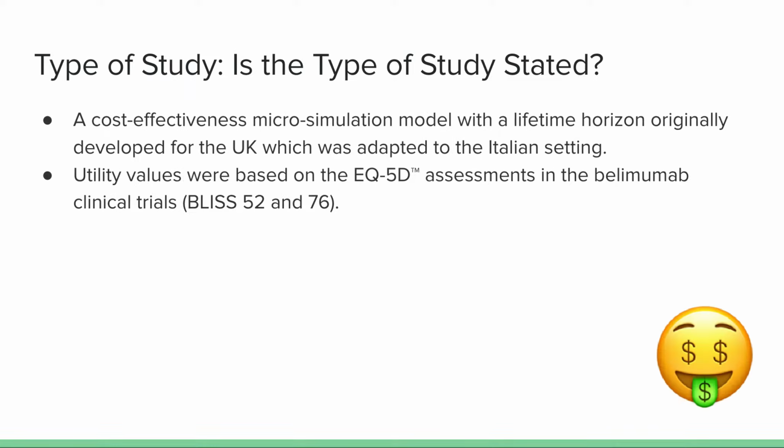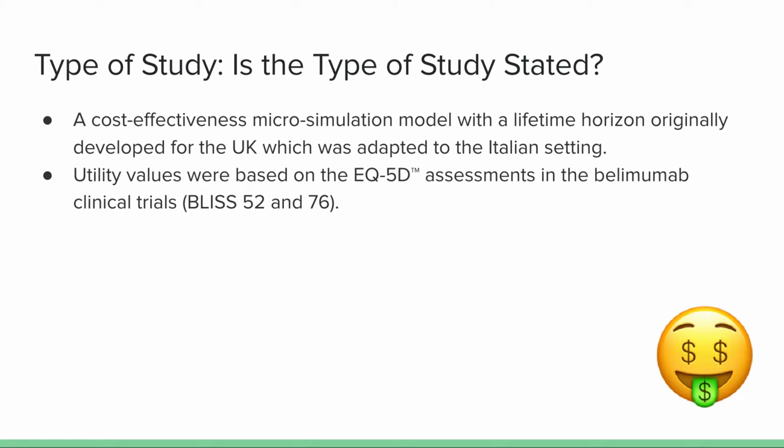And next, we'll look at the type of study. The type of study that we found is that this article is a cost-effectiveness analysis. They state that they followed a model which was originally developed for the UK, but they adapted it to the Italian setting. This study is correctly identified as a cost-effectiveness analysis because the costs, which were measured in euros, and relevant clinical outcomes, which measured the survival of life years, organ damage, disease severity, and glucocorticoid use.